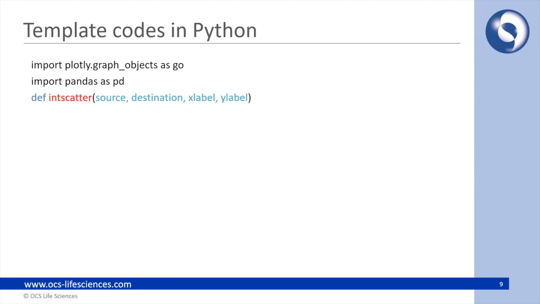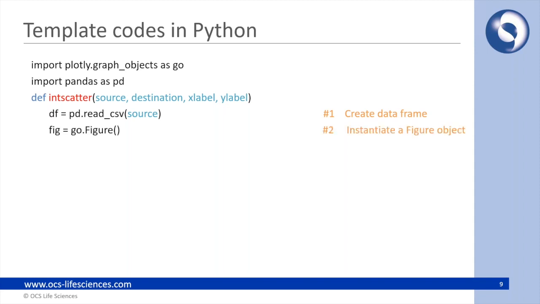And then this is the function which I am going to make for a certain kind of graph. So you define the function. And the first basic step would be to create your data frame, that is to read, in this case, the CSV file. Again, simple step. And then you instantiate a figure object. If you're used to Java, you know what this means. It's just an easier way to address the different objects in your library.